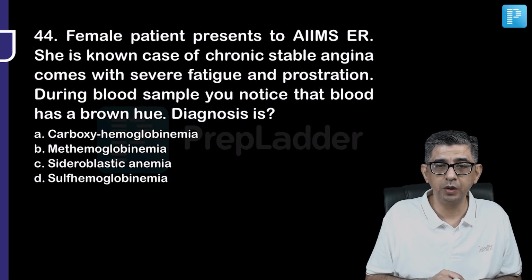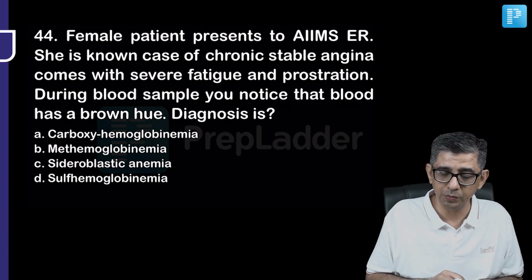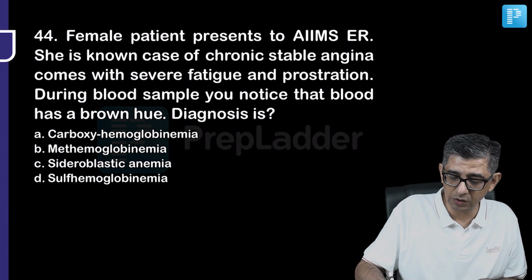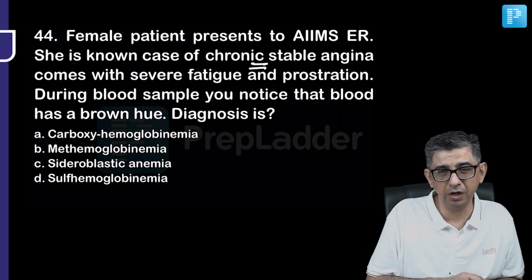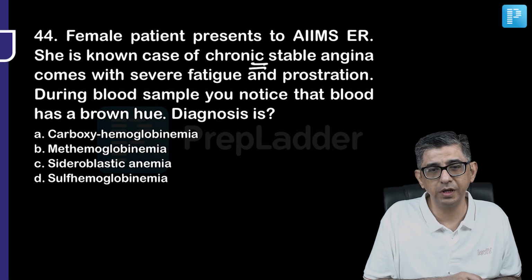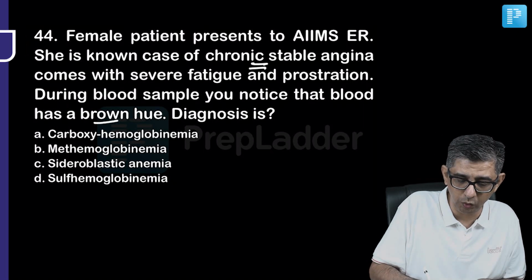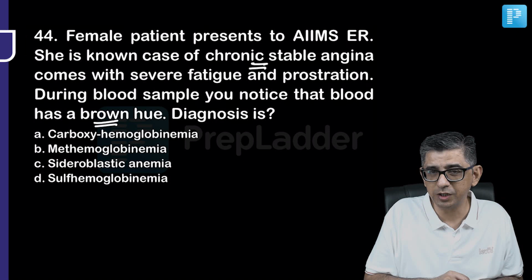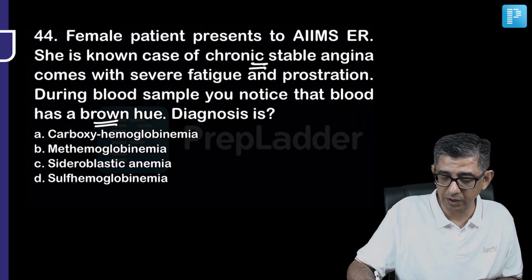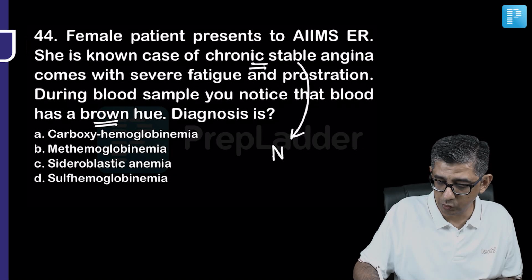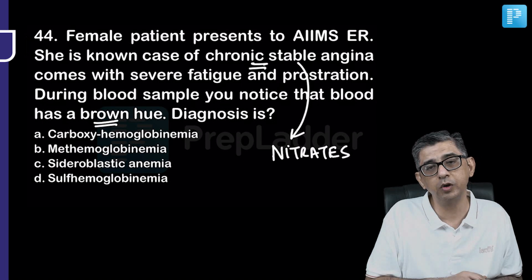The next question mentioned a female patient who has presented to the casualty. She's a known case of chronic stable angina. She comes with severe fatigue and prostration, and when the doctor is taking the blood sample of this lady, the blood has a brown hue. More of forensic medicine than general medicine. But yes, when he's talking about chronic stable angina, it was a two-step question, because you know that nitrate exposure causes development of methemoglobinemia.